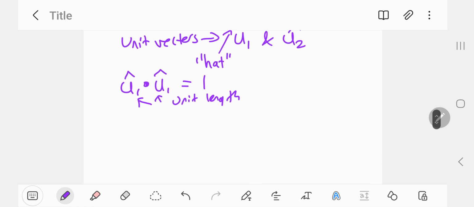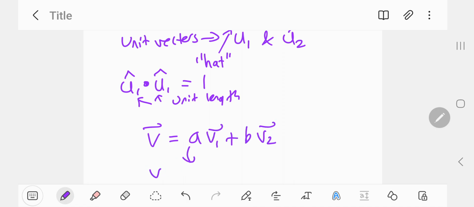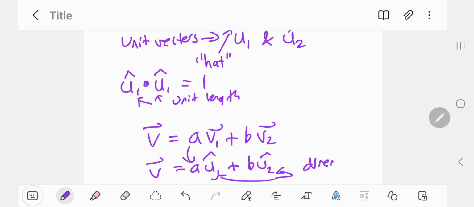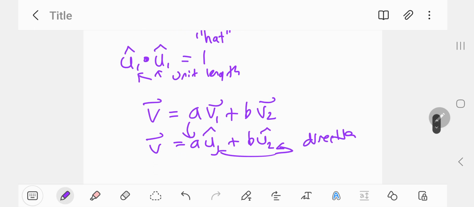They typically form the basis of a vector. Let's say we've got vector v. From before, what it should actually be is a u1 hat plus b u2 hat. These basically tell you directions. u1 hat typically corresponds to the x-axis, and u2 hat typically corresponds to the y-axis.